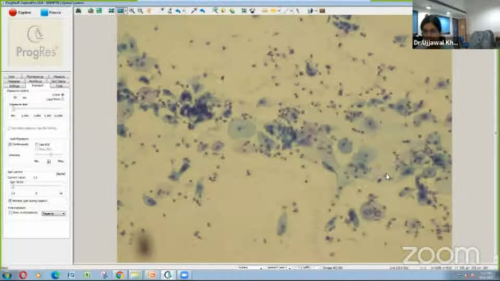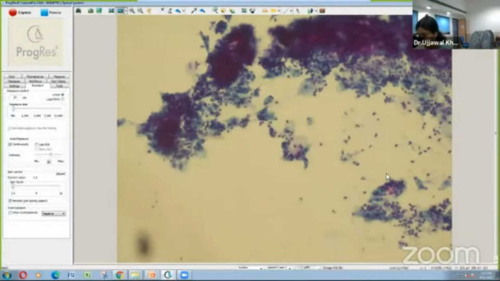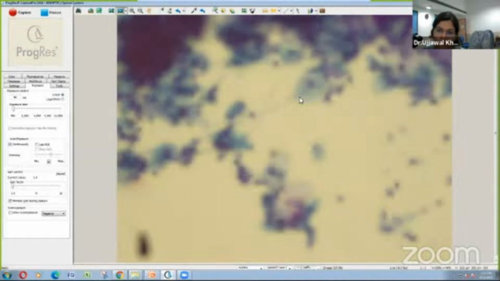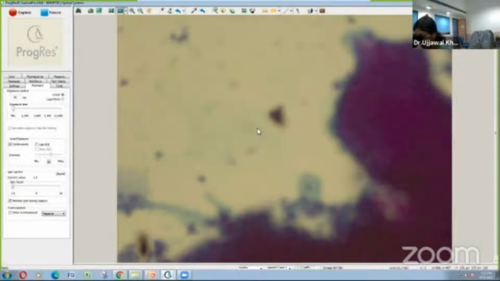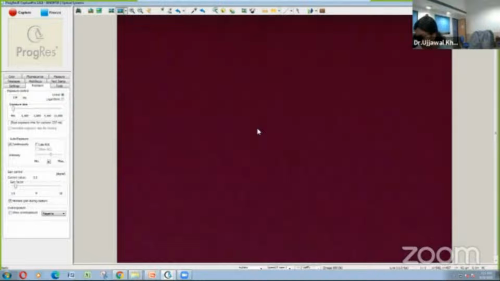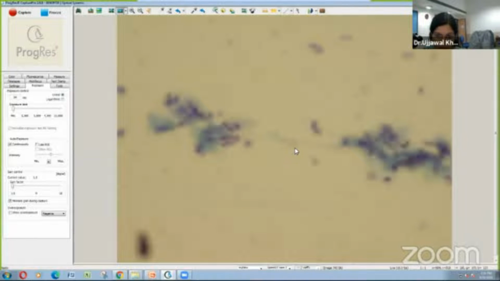So this was a case of cervicovaginal candidiasis, and even though it is not stained with special stains, we can make out the entangled pseudohyphae of Candida with budding yeast forms. And we can also notice alteration in the background flora, which can give a clue.